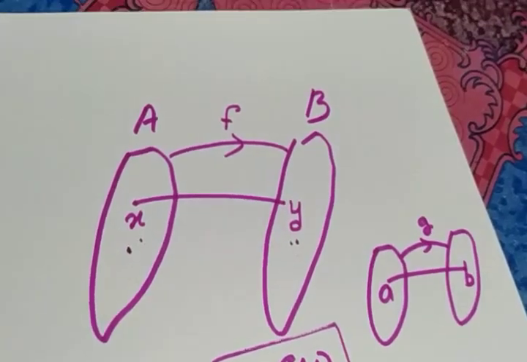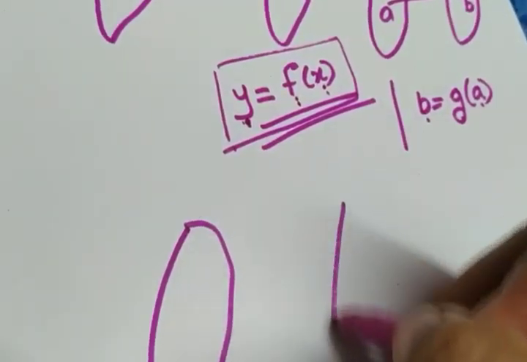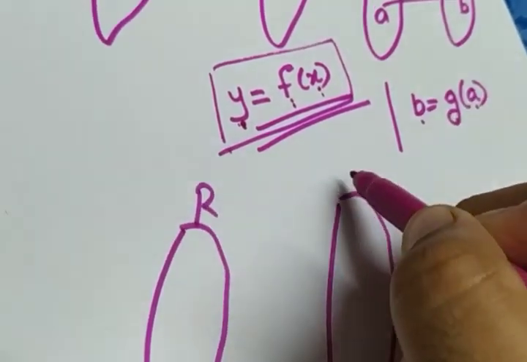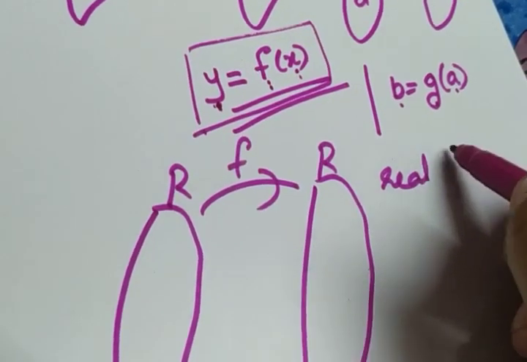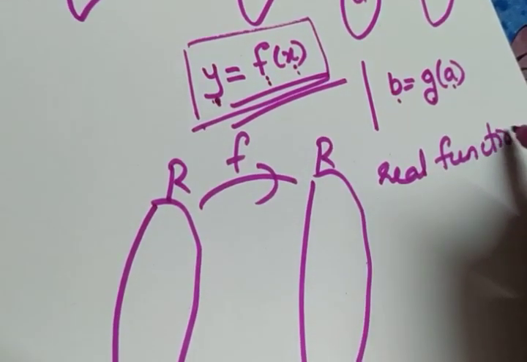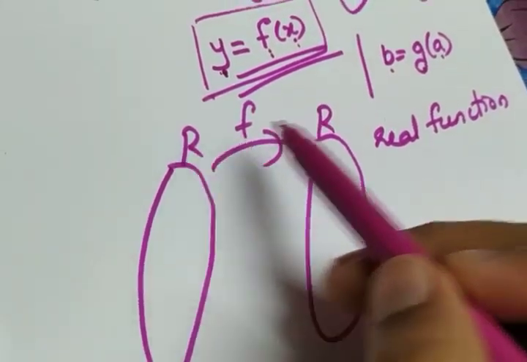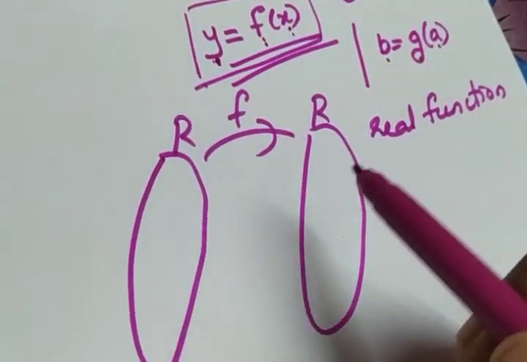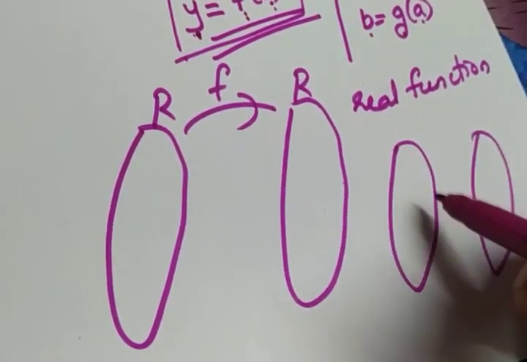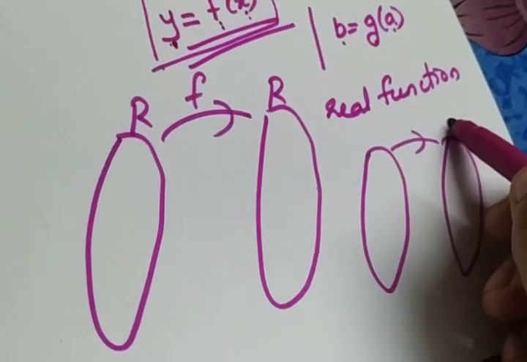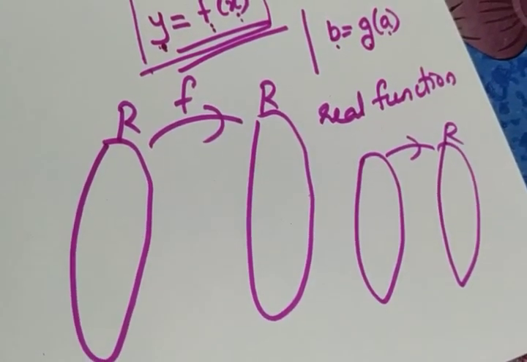Again, if I am taking the first set and the second set, that means domain and codomain, both are real numbers, then the function is said to be a real function. If the function is defined from real numbers to real numbers, the function is termed a real function. If we don't know about the first set, but we are very sure that the range set, the second set, is real numbers, then it is called a real valued function.